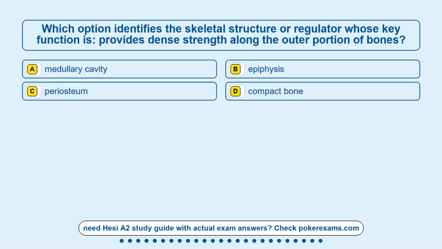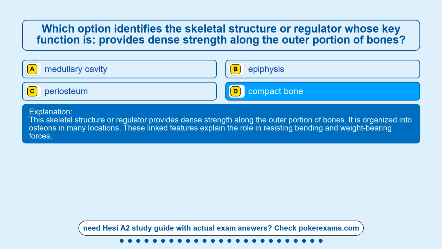Question 25. Which option identifies the skeletal structure or regulator whose key function is, provides dense strength along the outer portion of bones? Option A, medullary cavity. Option B, epiphysis. Option C, periosteum. Option D, compact bone. The correct answer is option D, compact bone.